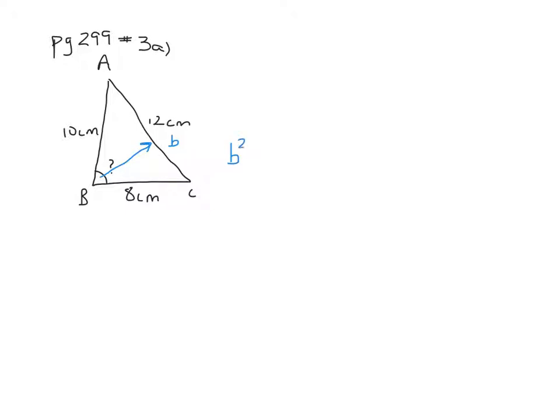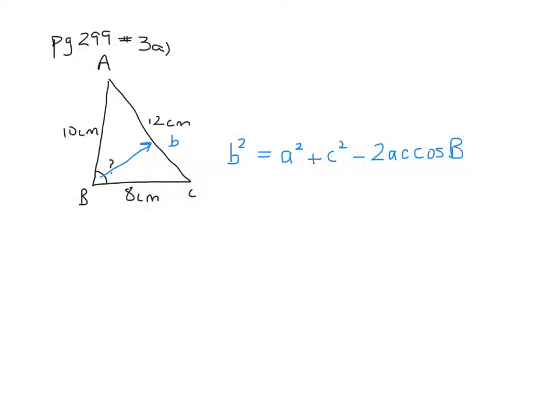Because I want to solve for angle B, it means when I write my cosine law down, I'm going to have b squared, side b squared, by itself on one side of the equal sign, and then my other two sides, A and C, go together on the other side of the equal sign, along with take away 2 times A times C times the cos of angle B.